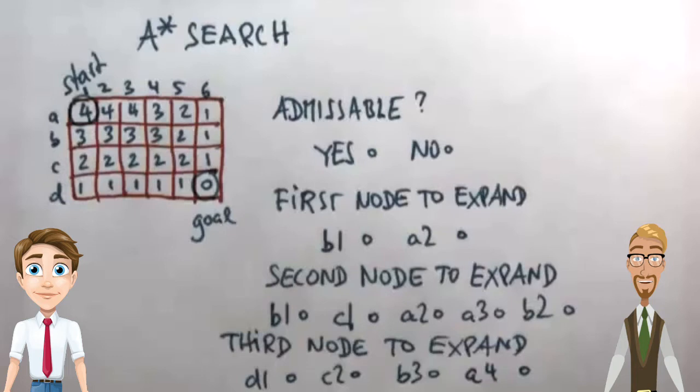The first question is whether this heuristic function is admissible. The second question is which node is the first node to expand, B1 or A2? The third question is which node is the second node to expand, B1, C1, A2, A3, or B2? The last question is which node is the third node to expand, D1, C2, B3, or A4?